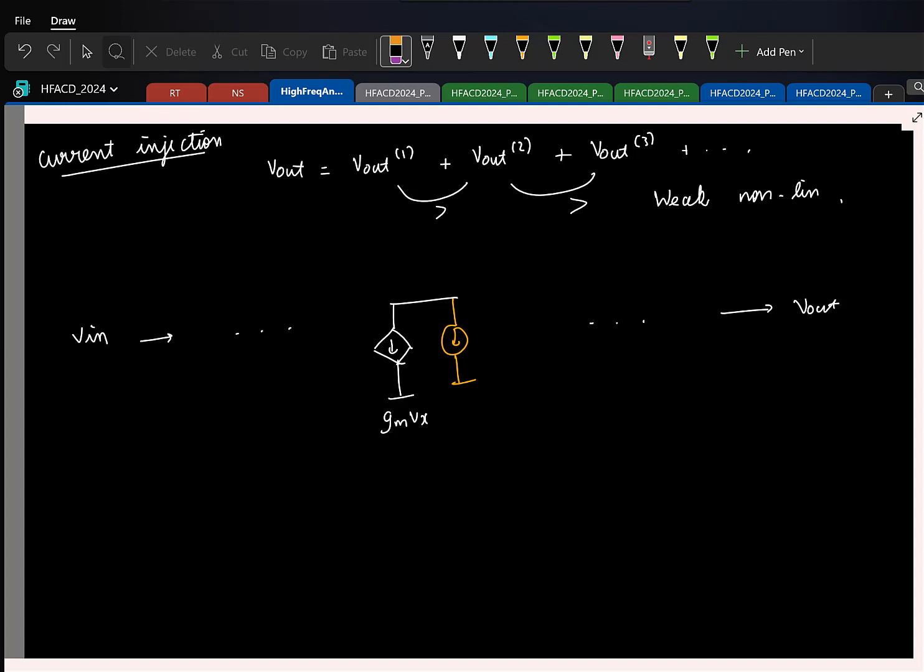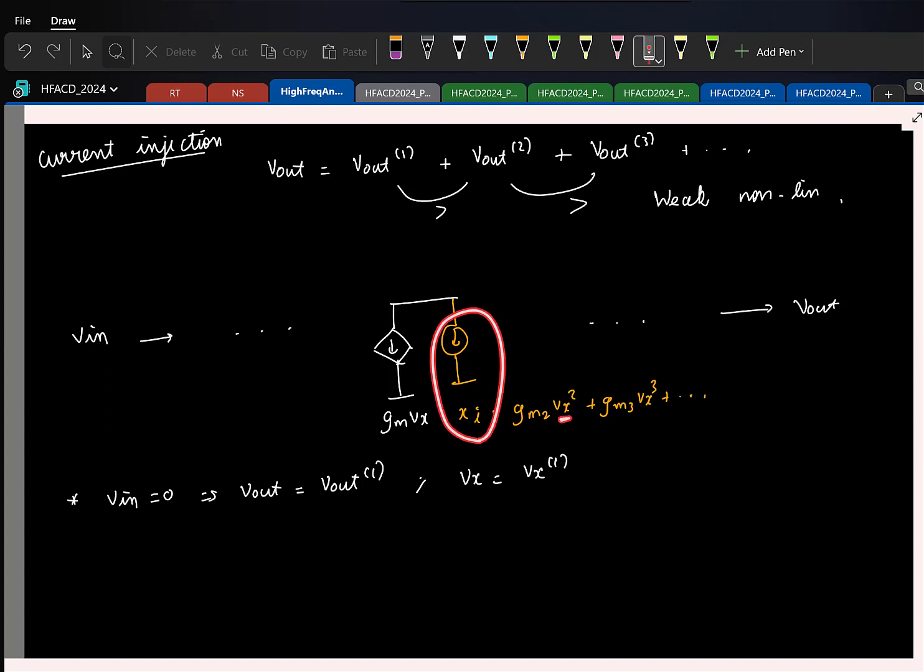So let me write it here. This is the nonlinear current that is added. Let us say it is some GM2 Vx square and so on. So the first step is now the circuit becomes linear, so we can treat it as having two different inputs and use superposition. First, you assume that the input is 0 and you find what V out is. That gives the linear portion of the V out. Similarly, you find what is Vx, that is the linear portion. Vx is basically the signal exciting the nonlinearity, right?